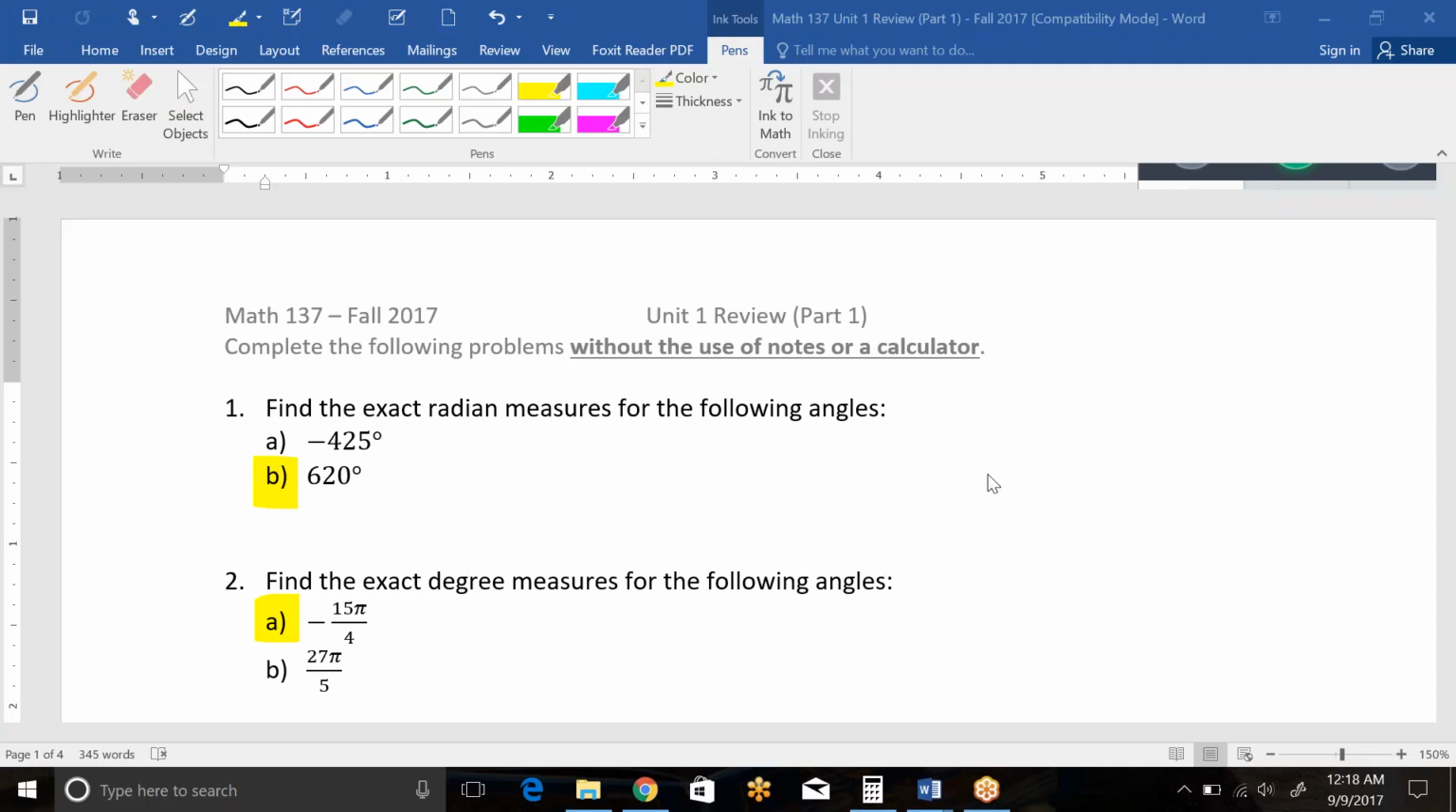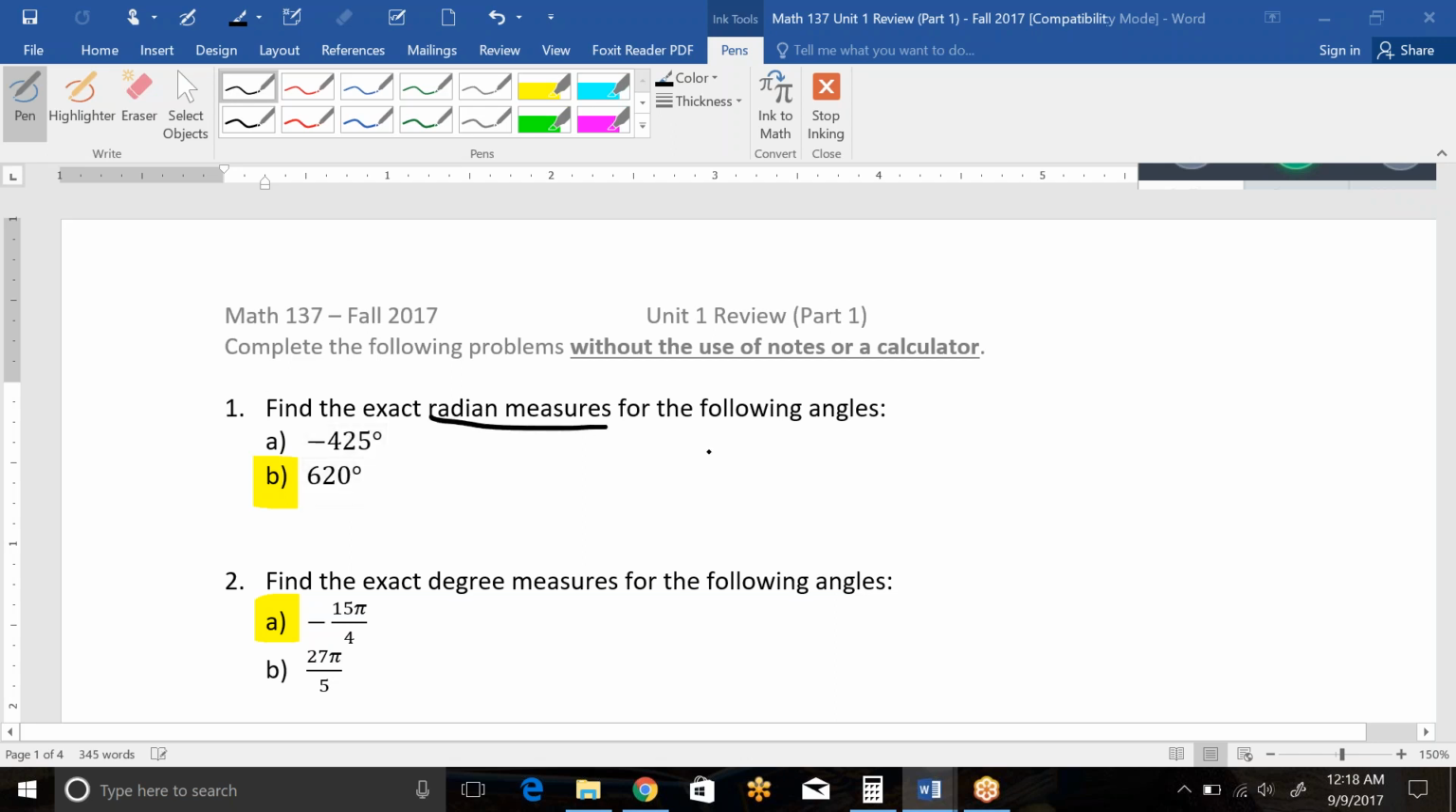All right, this is the review part 1 for the Unit 1 test. I told you guys that the ones we didn't get to in class, since we were still catching up from previous notes, I would do in a video, so here that video is for part 1. So we're trying to find the exact radian measures for the following angles.